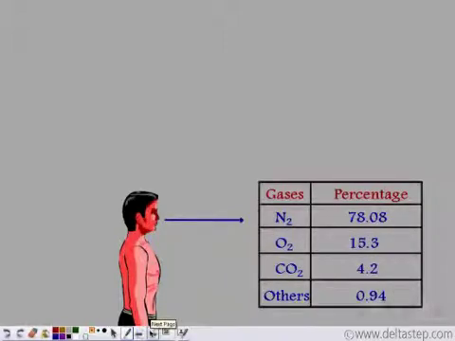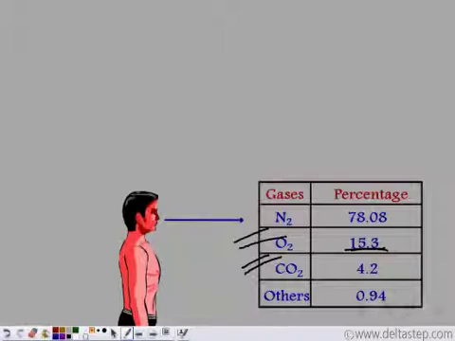Now, this is the percentage of gases in the air that we are breathing out. Carefully notice the percentages of oxygen and carbon dioxide. See, the percentage of oxygen has decreased from 20.95% to 15.3%, and the percentage of carbon dioxide has increased from 0.03% to 4.2%.